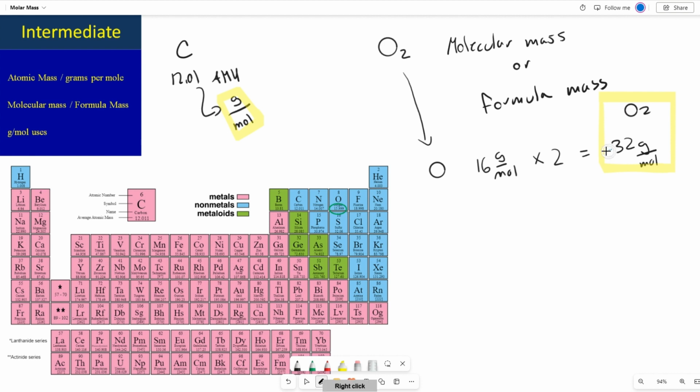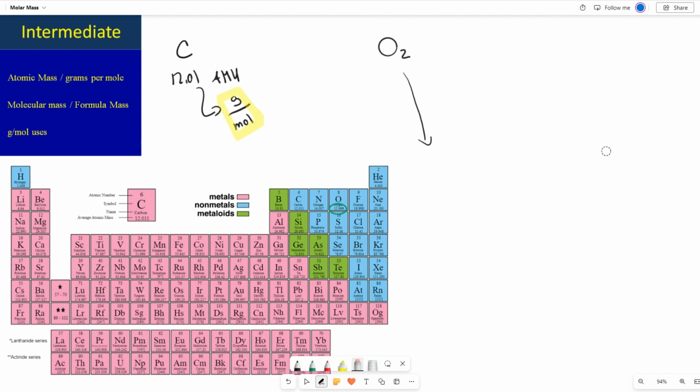And you get the formula mass or molecular mass by just adding all the individual parts of the molecule together, their individual atomic masses together. So let's take a look at a few more examples of calculating formula masses or molecular masses from the individual atomic masses on the periodic table.